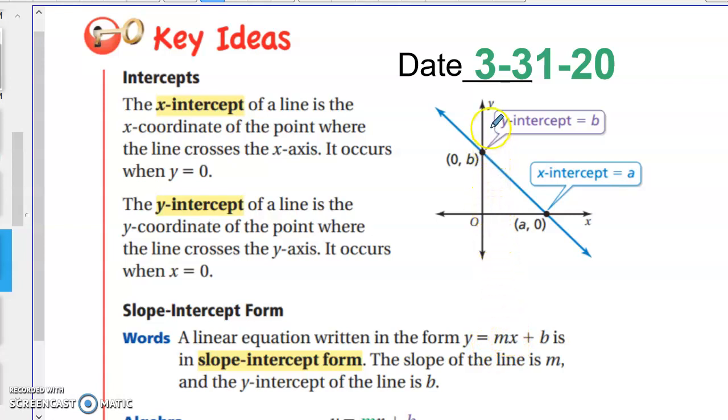That means you could be going up so many, to the right so many. It could mean you're going down and then to the right. Depends on what kind of line that you have, whether it's positive, negative, or even 0 or undefined. So slope-intercept form is what we're working on today.